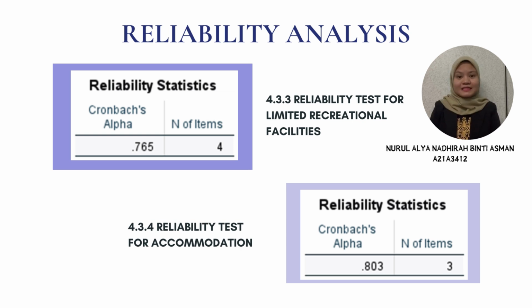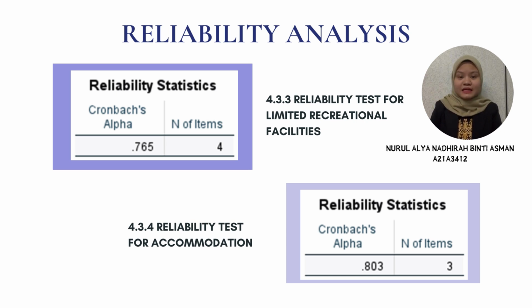The reliability analysis shows a Cronbach's alpha of 0.765 for limited recreational facilities, indicating good reliability. This confirms the consistency and stability of limited recreational facilities, allowing it to be used in further analysis without removing any items. The independent variable is stable and consistent.